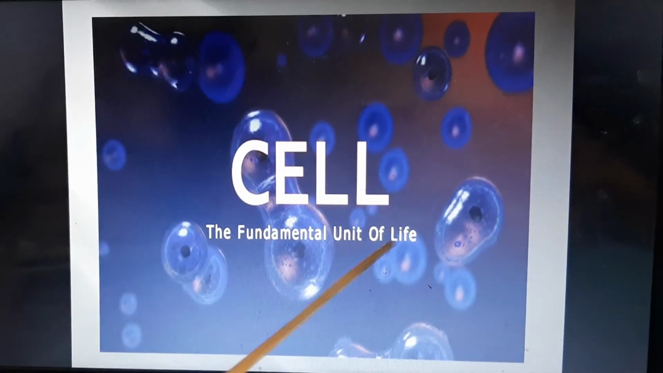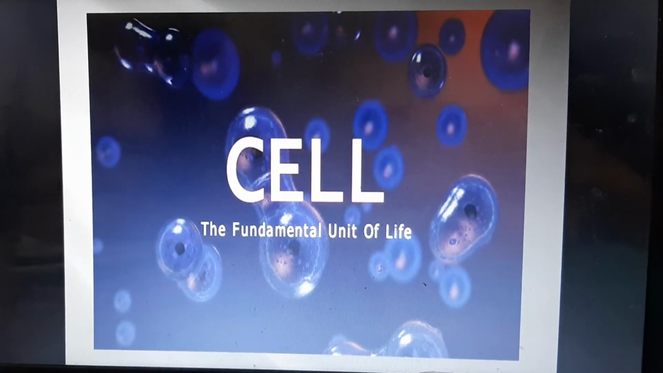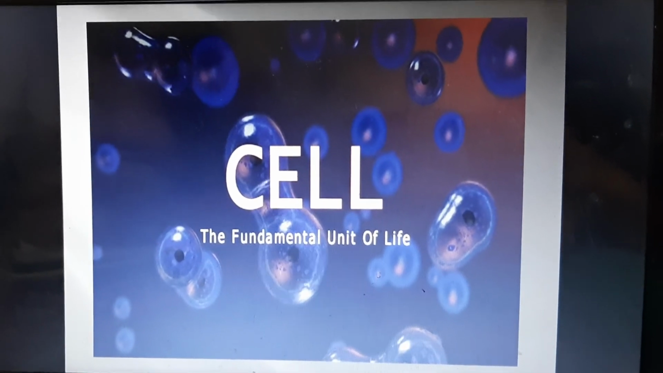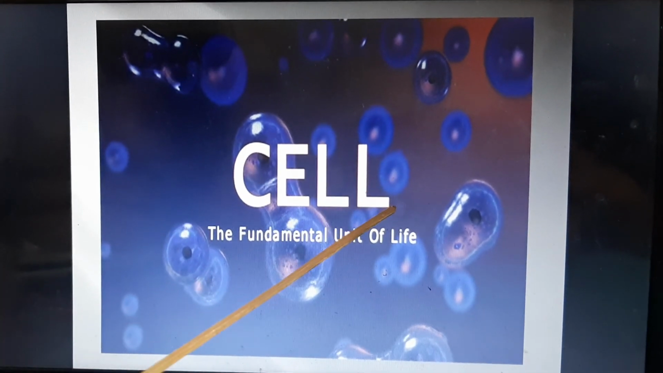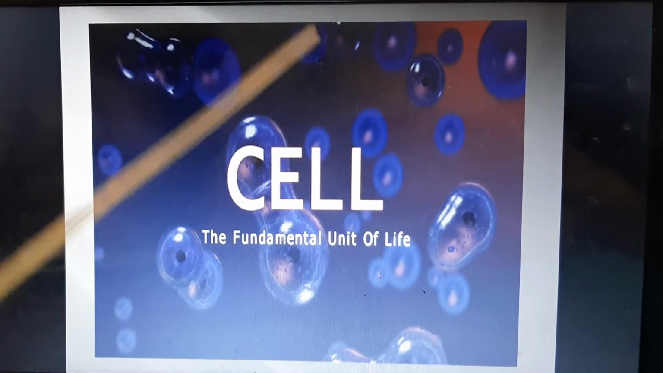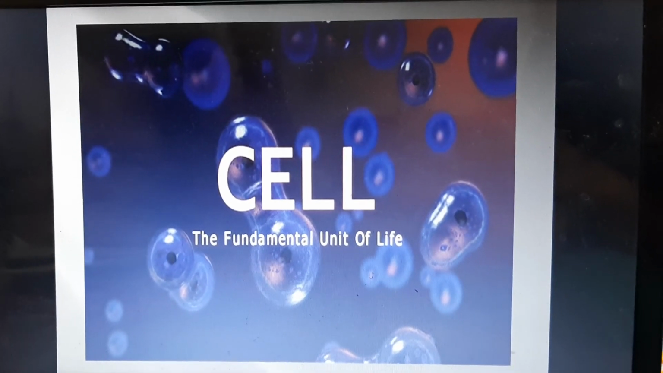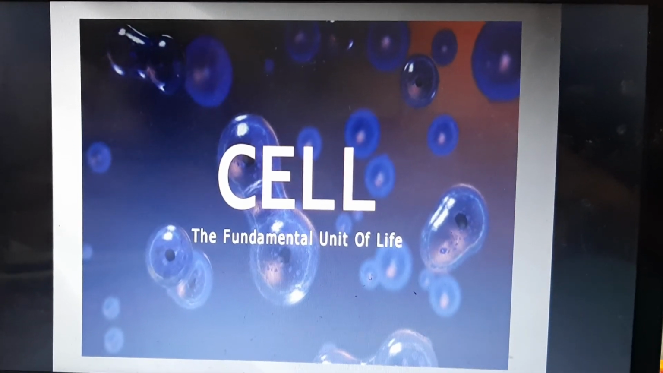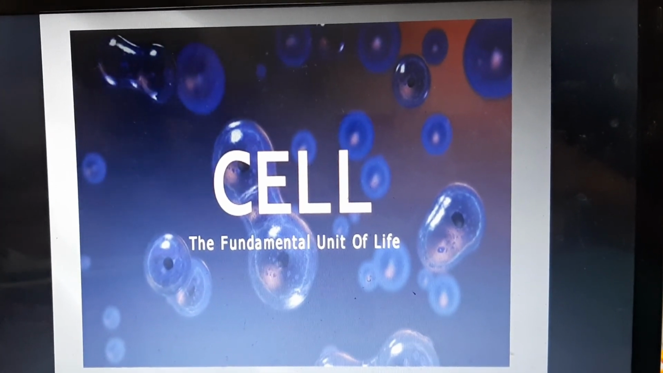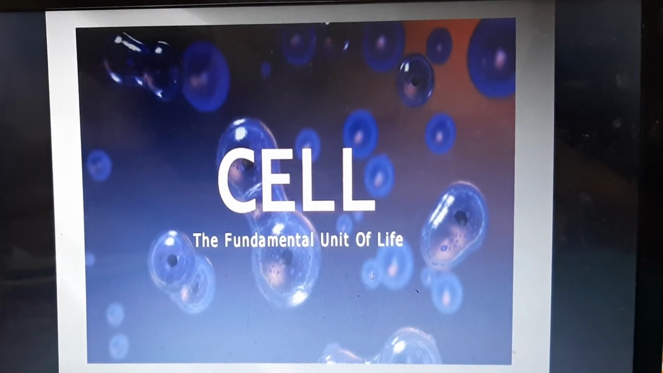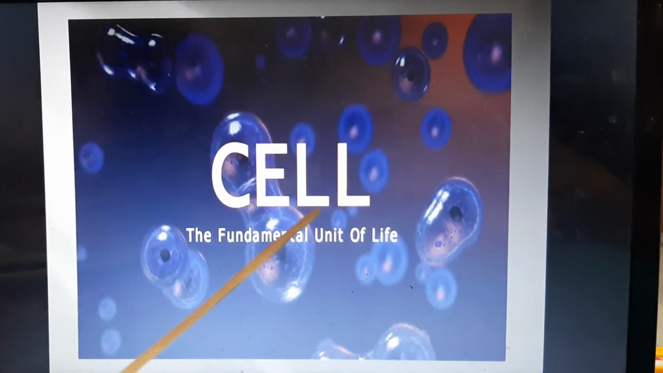Students, in the first slide, cell, the fundamental unit of life. What we have to remember is that all living things are made up of tiny living parts, and these are called cells. As I gave the example, the human body consists of different parts, and a plant also has different parts. So what does it show? It shows that plants, human beings, animals, all are made up of tiny living parts, and these are called cells.